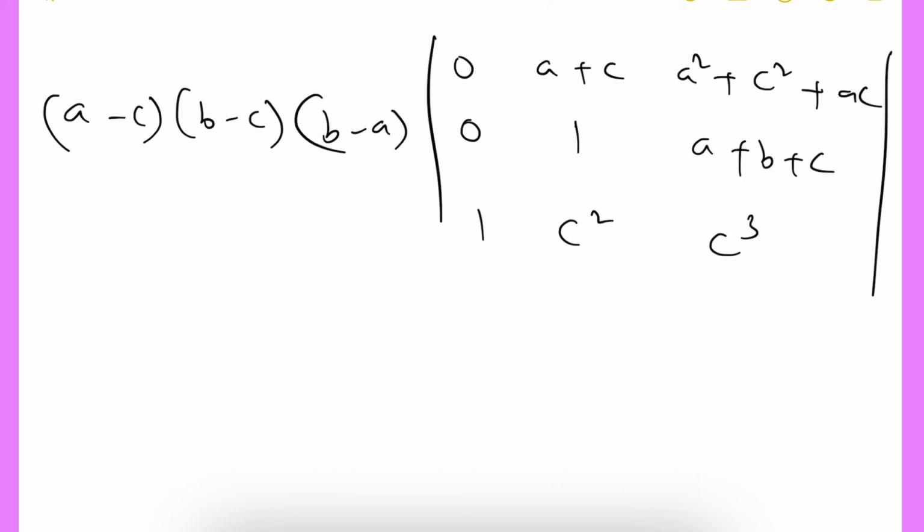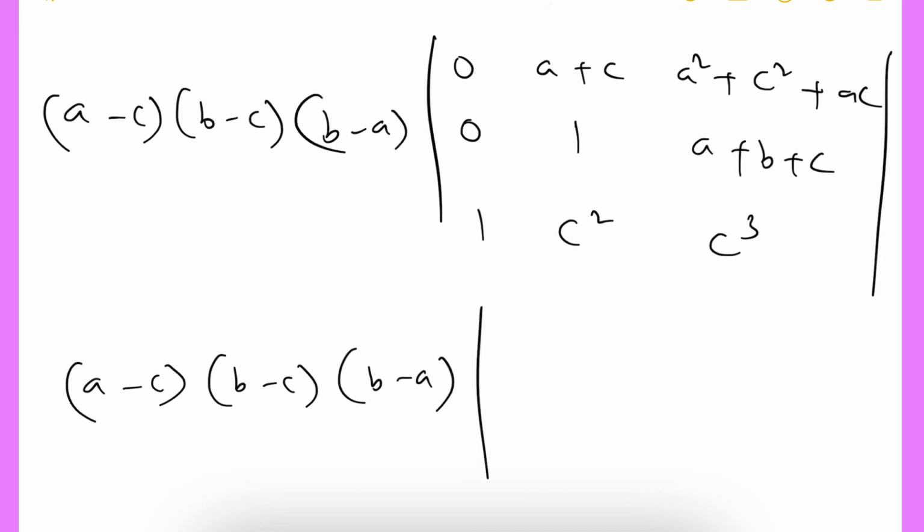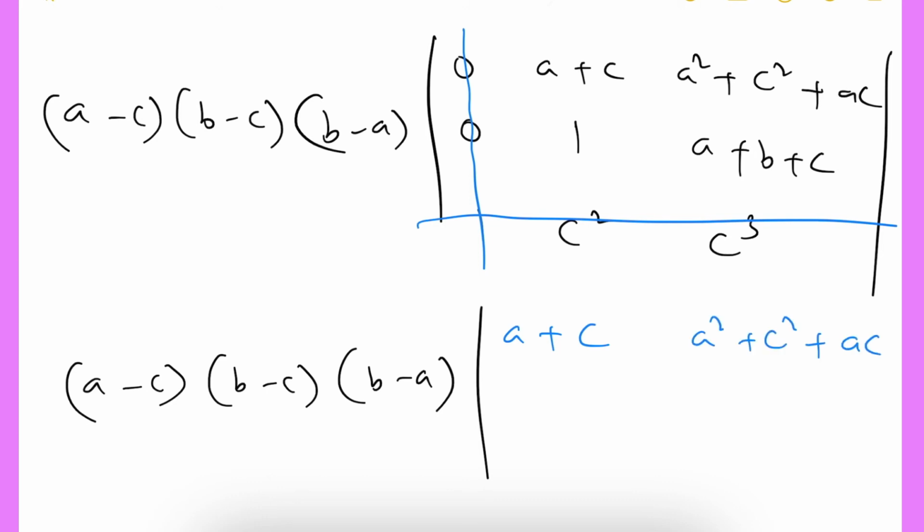Okay, now the outer numbers as it is, that is (a minus c) into (b minus c) into (b minus a) into. Here two zeros are there, so I will find the determinant according to the column. Because 1 is in the third row, we need to remove the third row and first column. Then whatever we are remaining with will become a 2 by 2 matrix. I will write that as it is: a plus c, and then a square plus c square plus ac. Then here 1, it will become a plus b plus c.